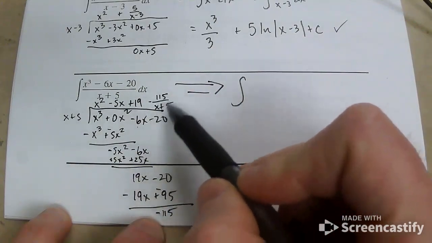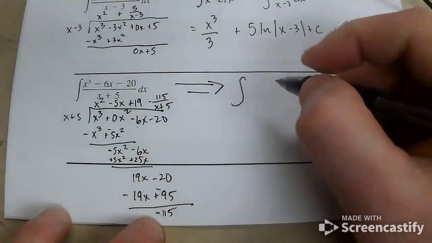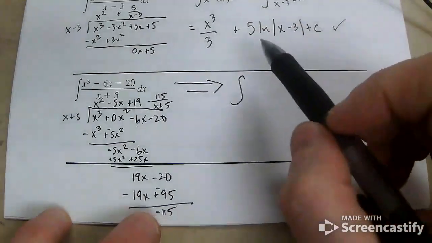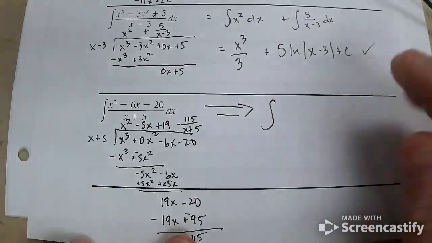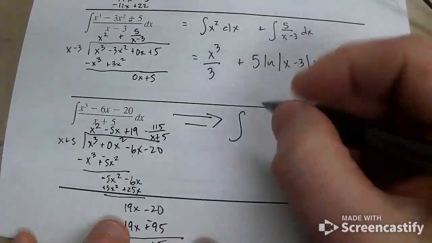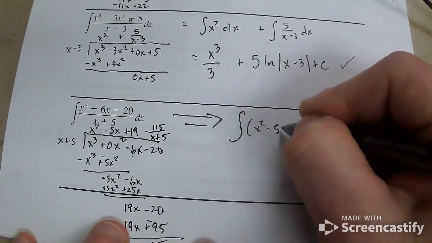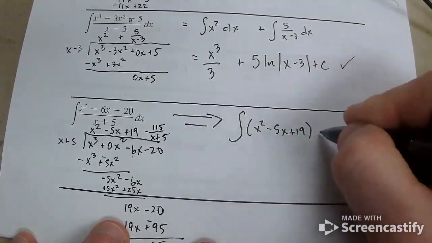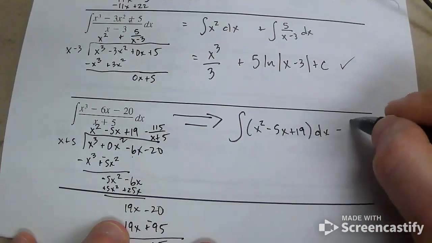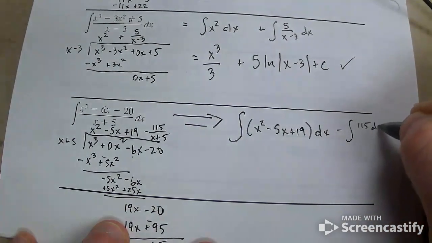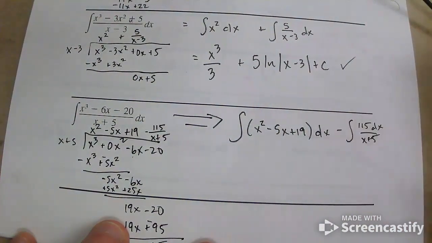And then I'll make another integral. You don't have to do that. You don't have to separate them into two. I just do it because it's easier on the eyes. So this is going to be x squared minus 5x plus 19 with respect to x minus the integral of 115 dx over x plus 5.